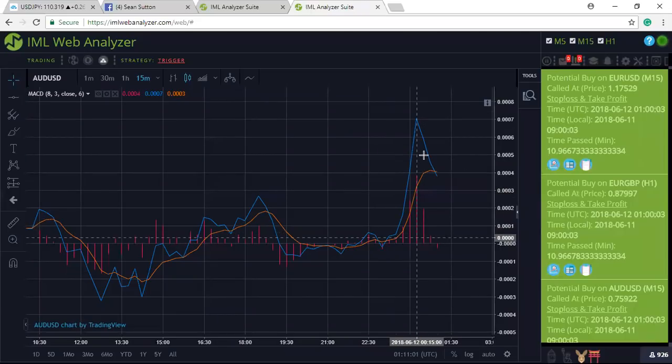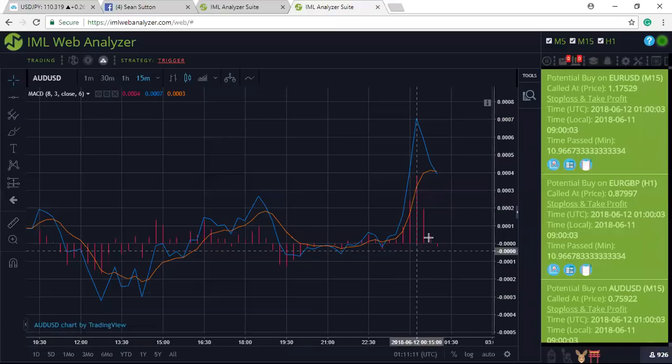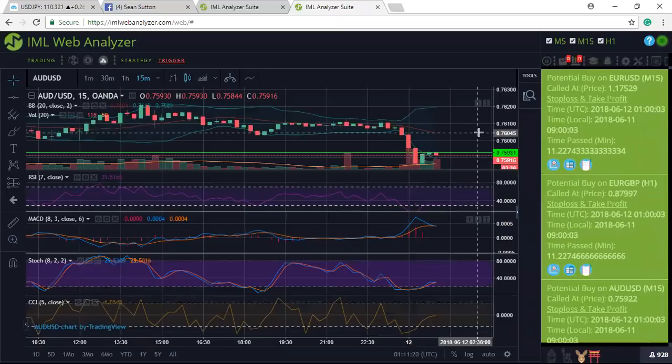Whenever these lines are above zero, you're looking for volume to be a little bit more decent. Whenever the lines are below zero, you're looking for volume to be a little bit lower. I had to tweak down to 8, 3, and 6 so that I'm able to see those smaller movements on smaller time frames as well as larger time frames.